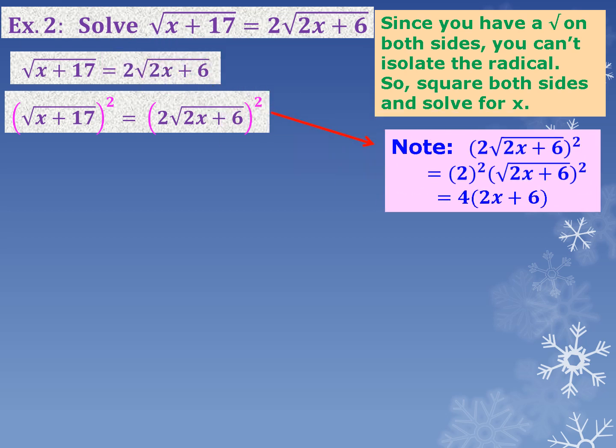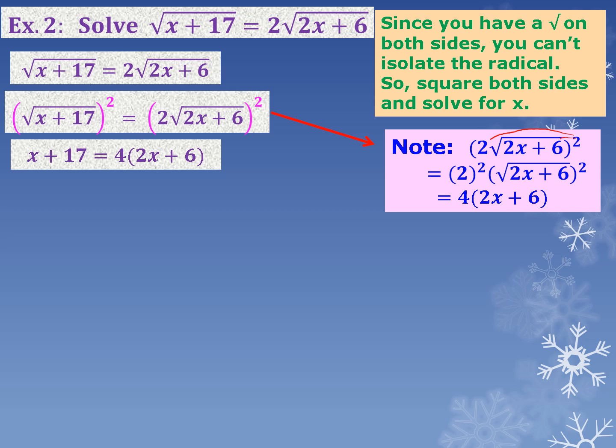Because we have 2 times the square root of 2x plus 6 quantity squared. That means that we are basically going to square both items. So that's going to become 2 squared times the square root of 2x plus 6 squared. 2 squared is 4, and then when we square the radical, we get 2x plus 6. So that's how I arrive at this next line. x plus 17 equals 4 times 2x plus 6.